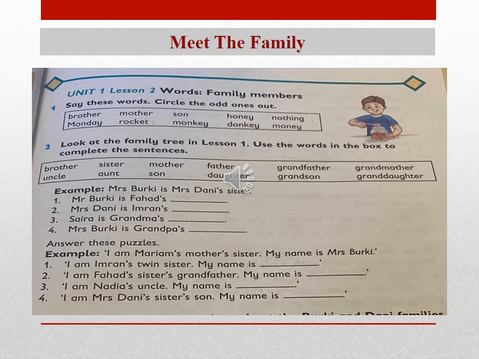Tyra is grandma's. Now you have to do it by yourself. Just do it by yourself, and you need to do this in your book. And you have to do this exercise too.